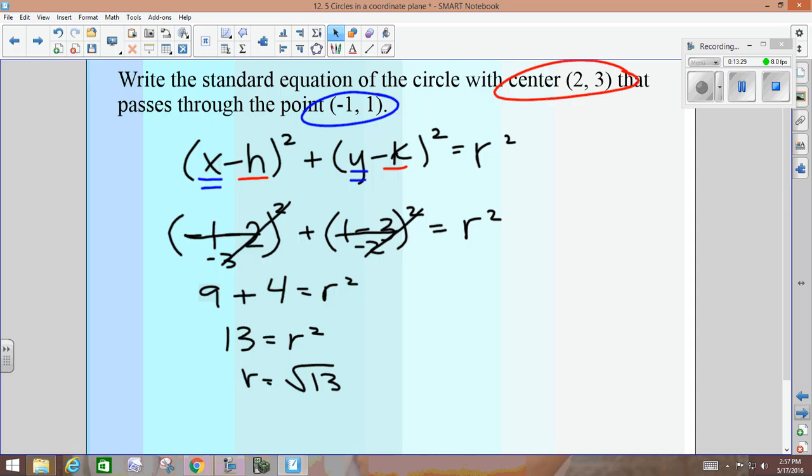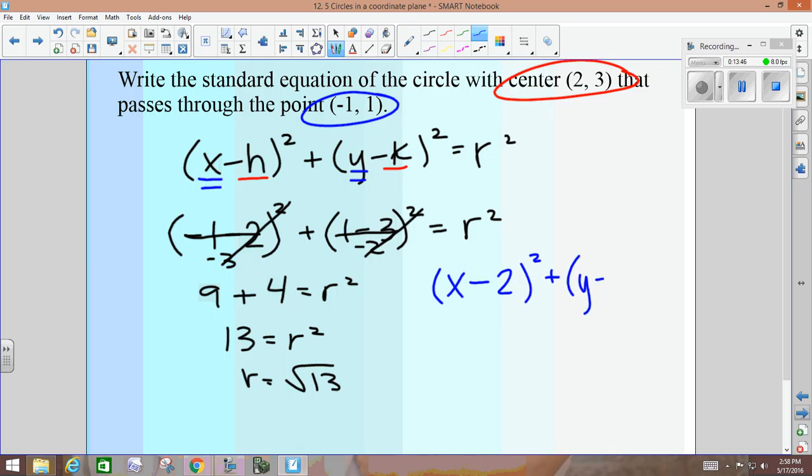So now you have your radius, and we already have the center given to us. So we're going to take those two things and plug them back into the equation. Because you won't ever be done when you find the radius. You're going to have to keep going to find the equation. So then x minus h, 2, quantity squared, plus y minus k, which is 3, quantity squared, equals r squared. Well, what did r squared equal? So it's just going to equal 13.